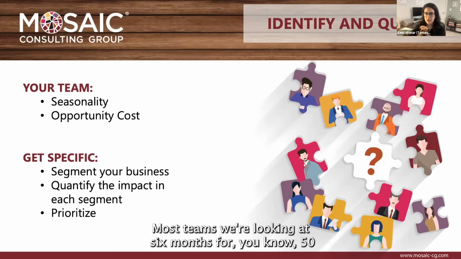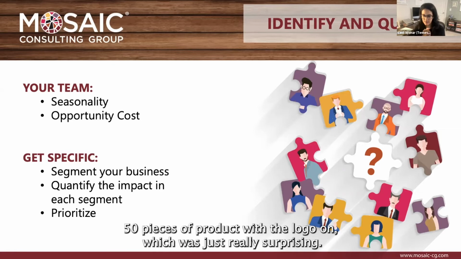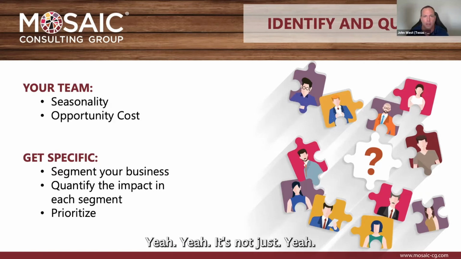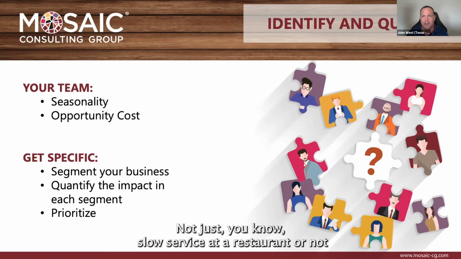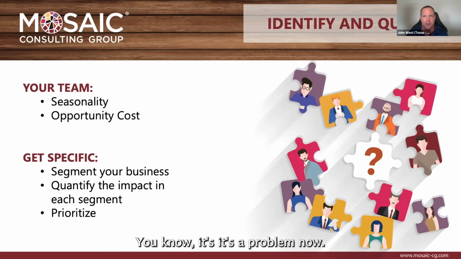Most teams were looking at 6 months for 50 pieces of product with the logo on it, which was just really surprising. So it really is in different ways affecting every industry. Yeah, it's not just slow service at a restaurant, or not finding somebody to help you in a store, but just getting your swag is a problem now. And there's a cost to that.